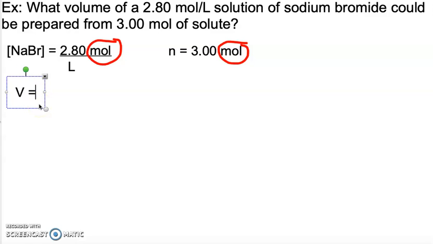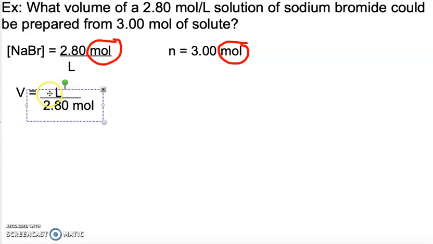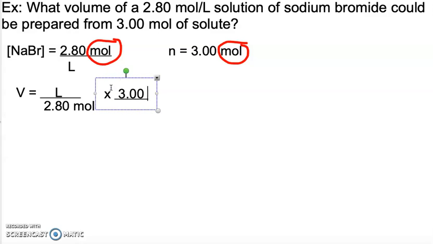So we're going to calculate volume. We're looking for liters. Here's our liters, so we're going to flip that over. So we're going to put that liters over 2.80 moles. Okay, to get rid of the moles, we're then just going to times by 3 moles and put that over 1. And then we have a look at units. Moles is gone. We're left with liters.